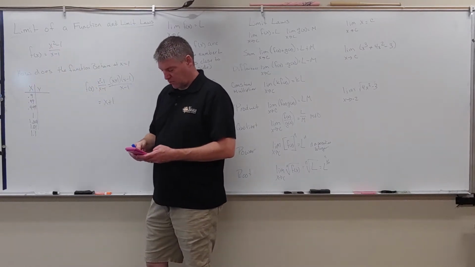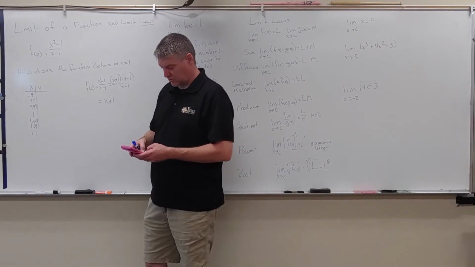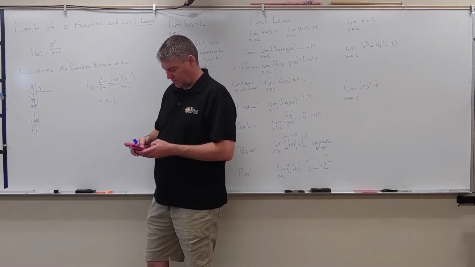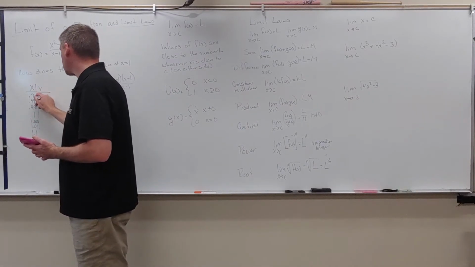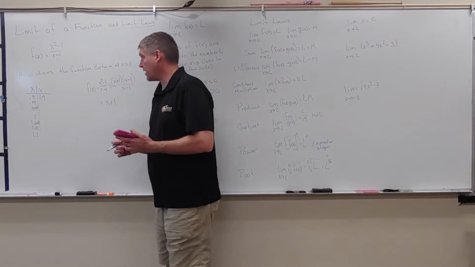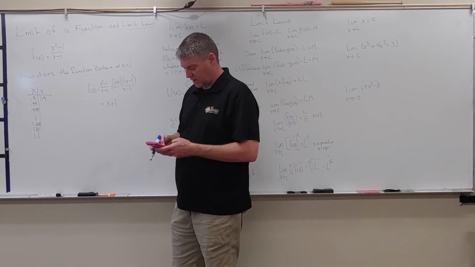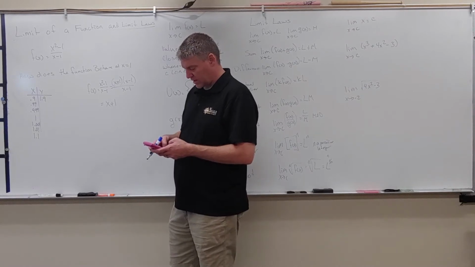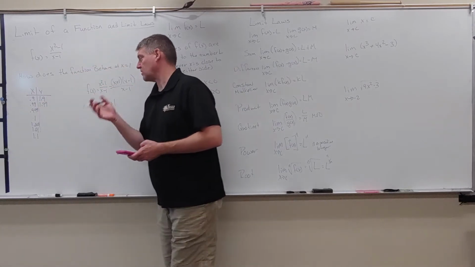So I'm going to take 0.9 squared minus 1 divided by 0.9 minus 1. And this is going to give me 1.9. All right. Now I'm going to take 0.99 and do the same thing. So 0.99 squared minus 1, and then divide that by 0.99 minus 1, and that's going to give me 1.99. And you might start seeing a pattern here.